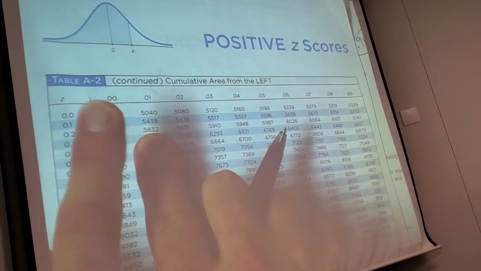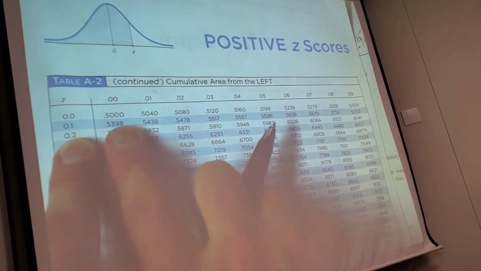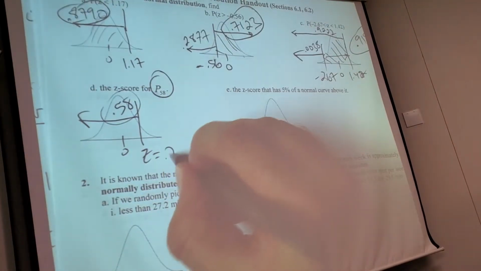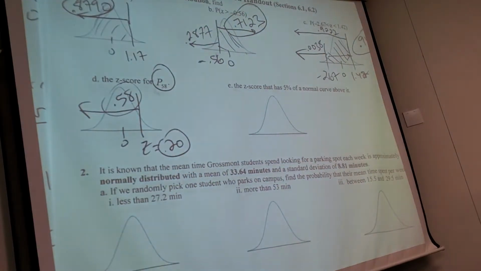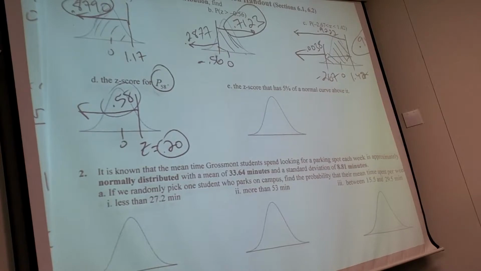This one's 32 away, this one's 7 away, so this one wins. So it's 0.20. This z-score is 0.20. So if I go 0.2 steps above the mean, I now have 58% of the data below me.